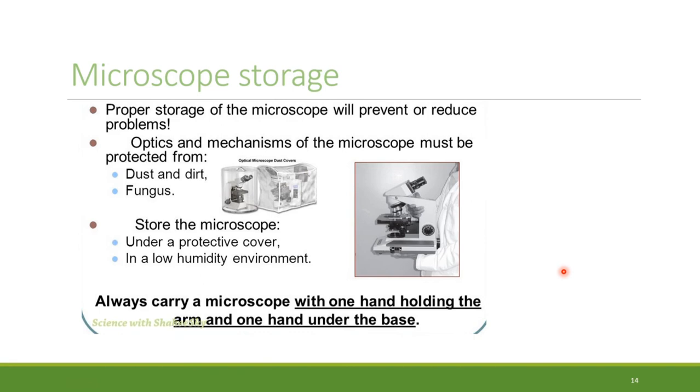Proper storage of the microscope will prevent or reduce problems. Optics and mechanisms of the microscope must be protected from dust, dirt or fungus. While you are storing the microscope, you have to remember to cover it with protective covers, and you have to store it in a low humidity environment. As well, remember children, always carry a microscope with one hand holding the arm and one hand under the base.